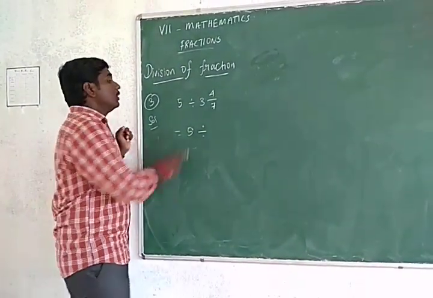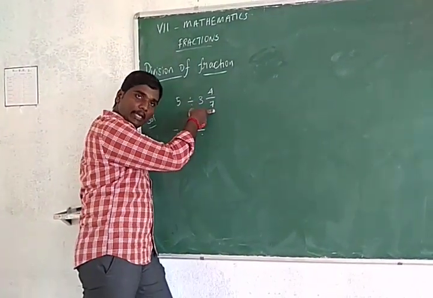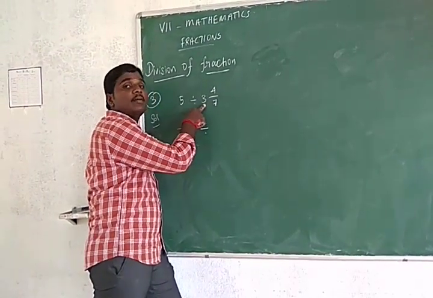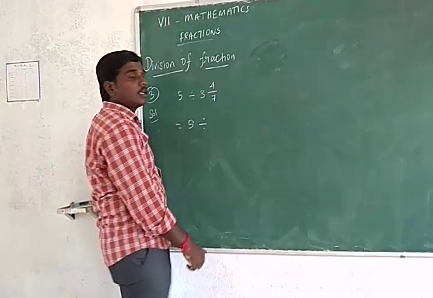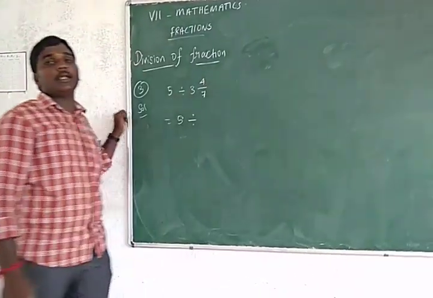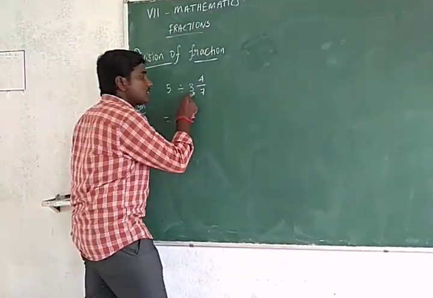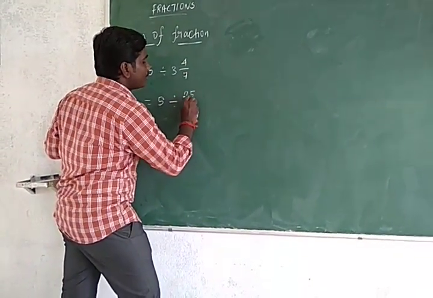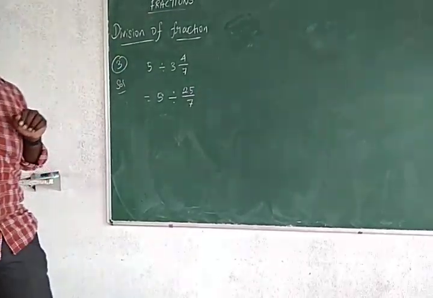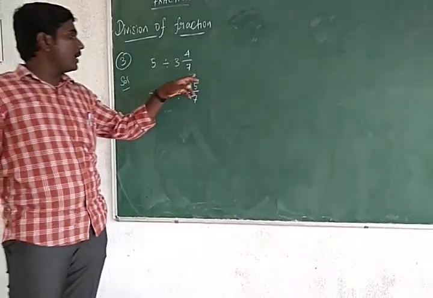How will we convert? Multiply the whole number with the denominator. 3 sevens are 21. Then add the numerator: 21 plus 4 is 25. So the answer is 25 divided by 7.